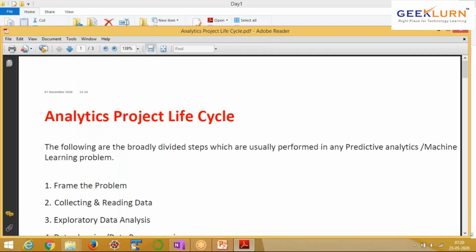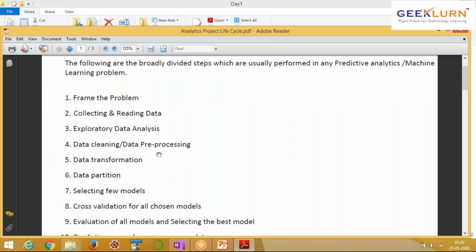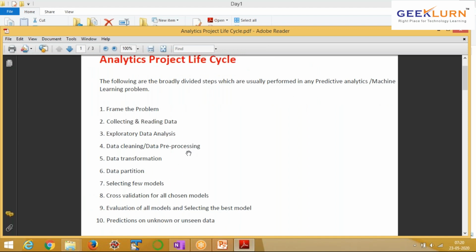Different people will have different ways of making the step-by-step process. Based on what I experienced, learned and have seen, I also derived this step-by-step process of any project lifecycle. Here I mentioned 10 different steps. Depending upon the project I received from different clients, I will follow these steps.